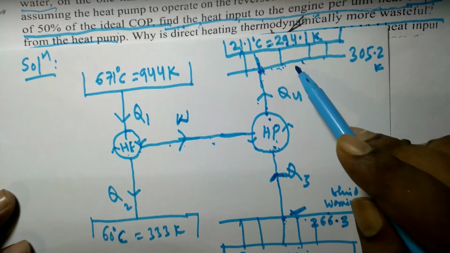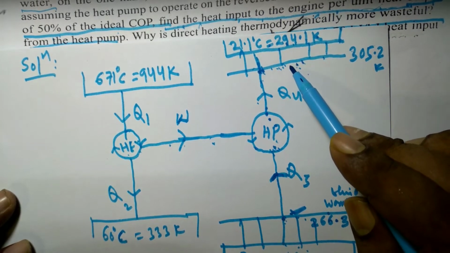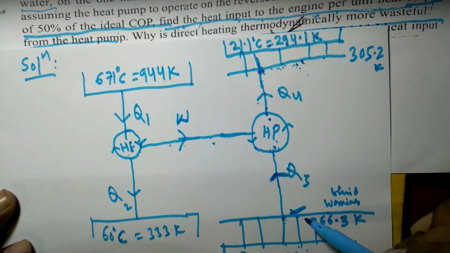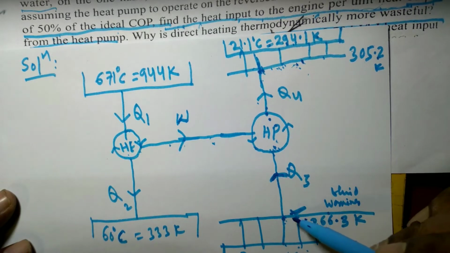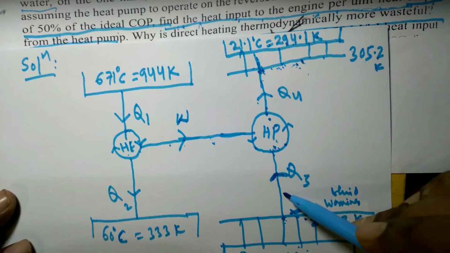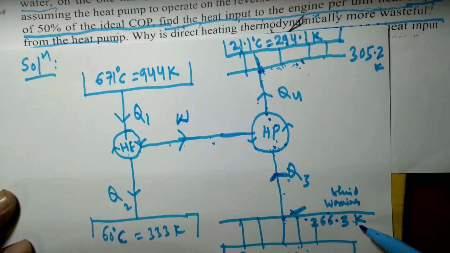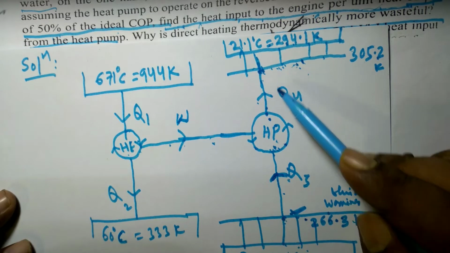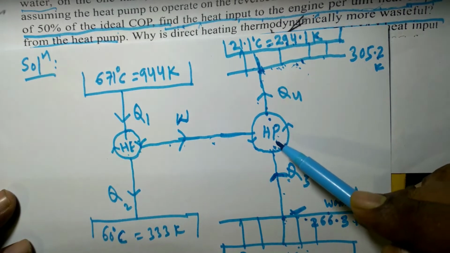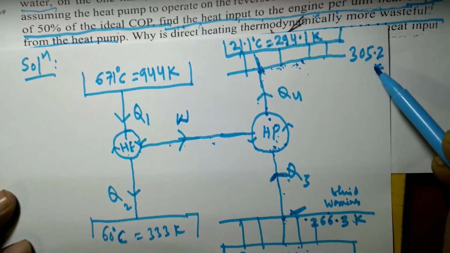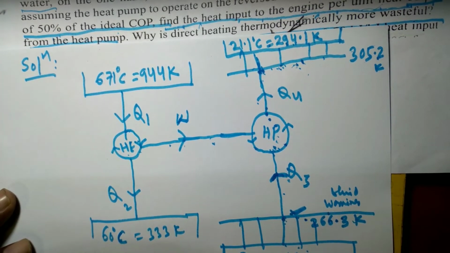So at this point, the temperature of the working fluid is 305.2, and at this end, when heat is transferred to the heat pump, the temperature of the working fluid is 266.3 Kelvin, and when heat is rejected from the working fluid of the heat pump, then the temperature is 305.2 Kelvin.